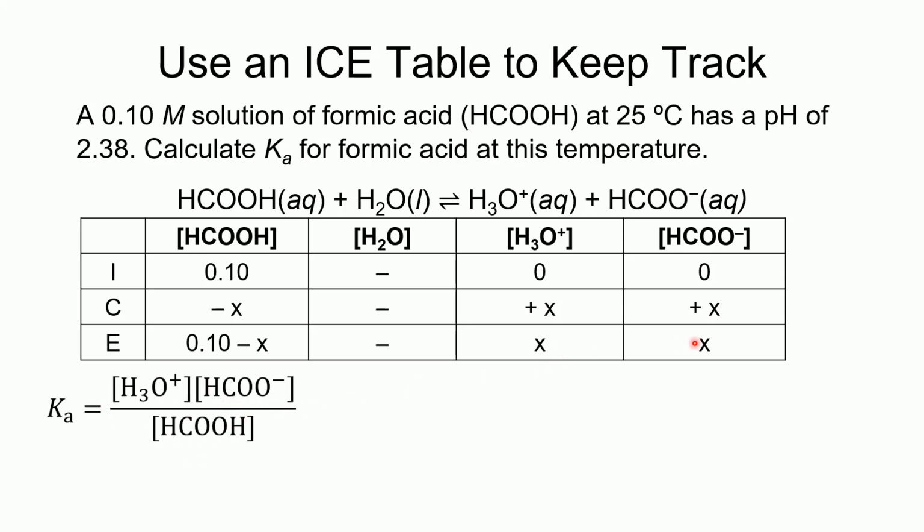Well, this is x times x, so that's going to be x squared up in the numerator, and down in the denominator we will have 0.10 minus x, and that will be there.